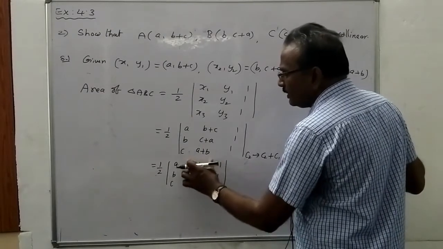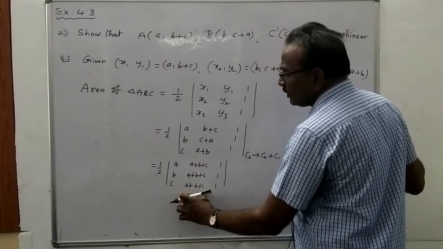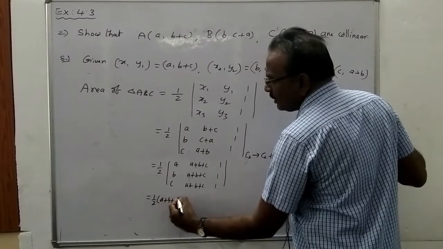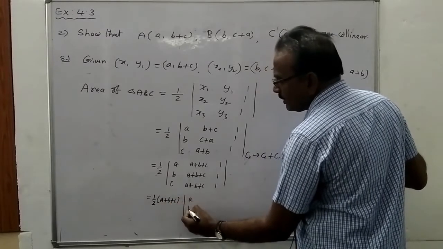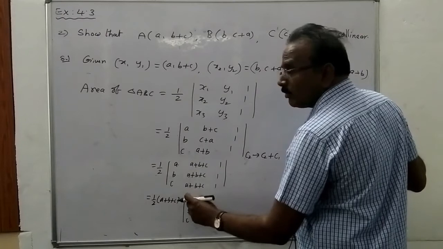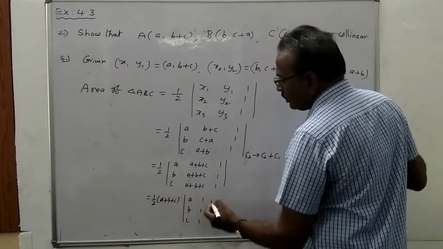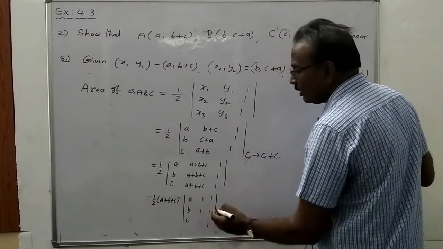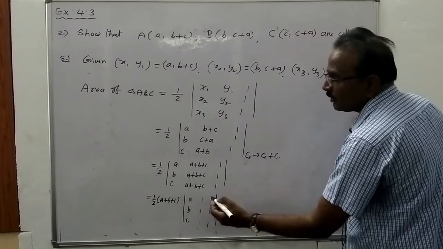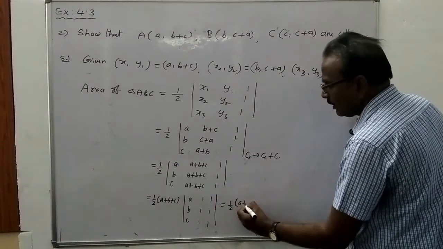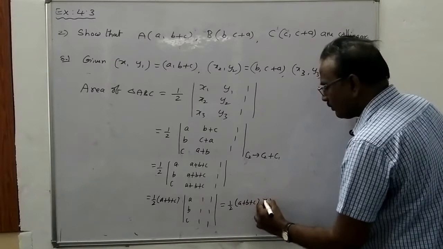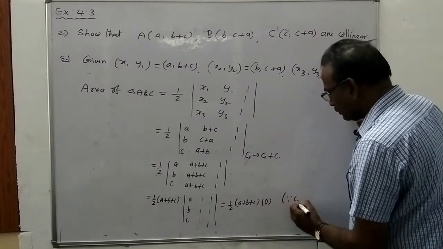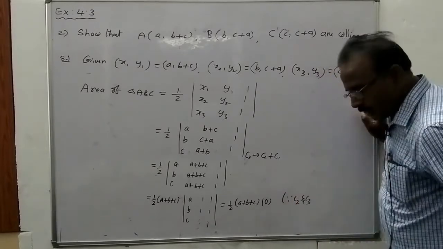Observe that in the second column, a plus b plus c is a common factor, so take it outside. That is half into a plus b plus c, determinant with first column a, b, c. If you take a plus b plus c outside, the second column becomes 1, 1, 1, and the third column is 1, 1, 1. Clearly two columns are identical, so the value of the determinant is 0 using the properties. That is half into a plus b plus c into 0, because column 2 and column 3 are identical.